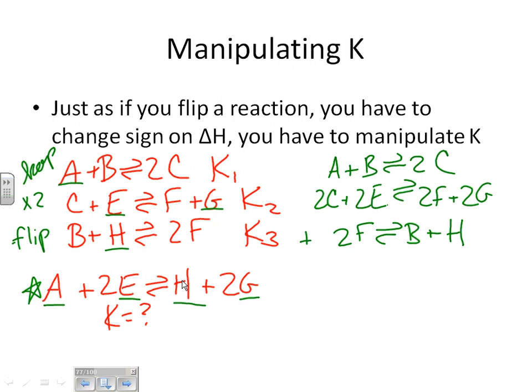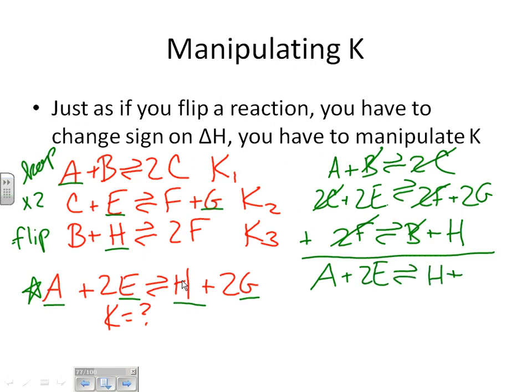Now I'm going to add these reactions together to ensure that I do in fact get the target reaction from them, and then I'll talk about what we're doing to the K. So just ensuring that everything cancels. Anything that's the same on both sides will go away. So the 2 C's, those go away. 2 F's, that goes away. And I also have a B here and a B there, so that will cancel. If I add these together, I get A plus 2E goes to H plus 2G, which is exactly what I want. So I know that I've manipulated the reactions correctly.